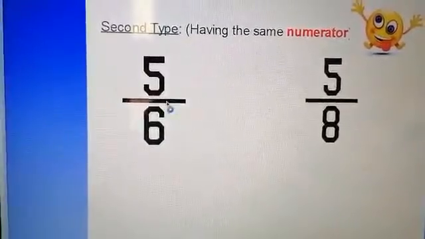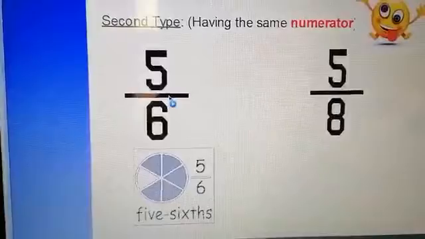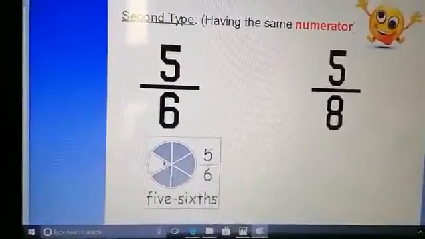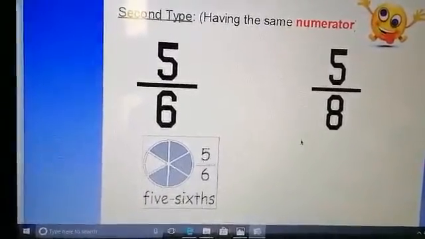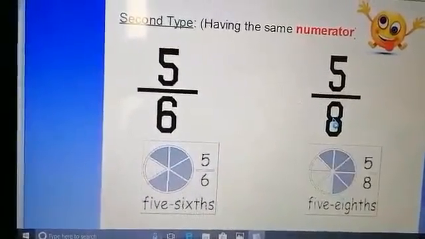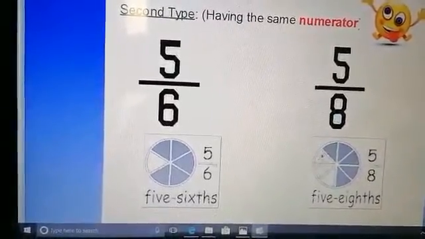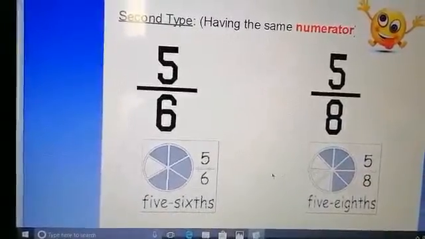Okay, first, what's the meaning of 5 over 6? 5 over 6 is read as 5/6. And it means we have a whole 1. This 1 is divided into 6 equal parts and we colored 5 parts. 5 over 8 is read as 5/8 and it means we have a whole 1. This 1 is divided into 8 equal parts and we colored 5 parts.